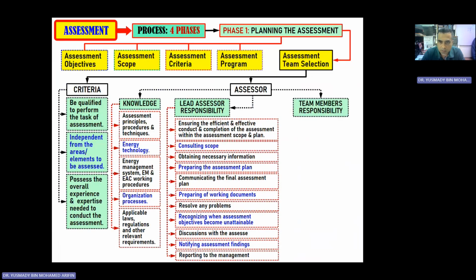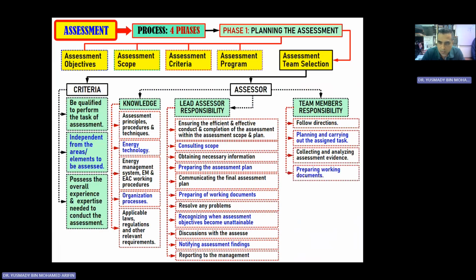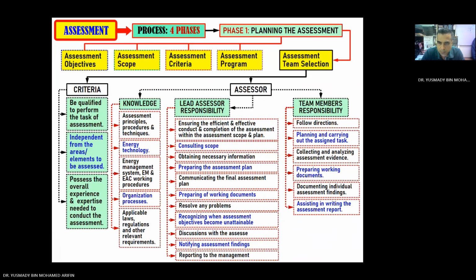However, for the team members, the other assessor responsibility: the team members need to follow the directions, planning and carrying out the assigned tasks, collecting and analyzing assessment evidence, preparing working documents, documenting individual assessment findings, and the last one, assisting in writing the assessment report. So these are what I call the general assessor, which refers to the team member of the assessment team in terms of responsibility.